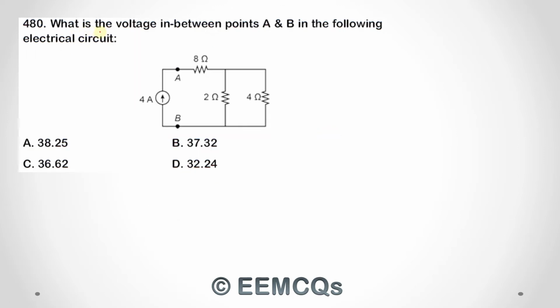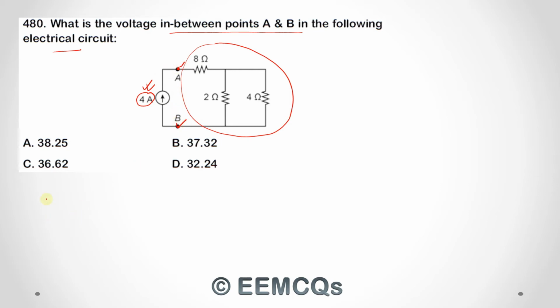Here the question is, what is the voltage between the points A and B in the following circuit? That is between this point and this point, what is the voltage? The source current is given to be 4 ampere. So what we have to do is calculate the equivalent resistance between these two points, A and B, and multiply the current flowing into the equivalent resistance of this network, which will give us the voltage appearing across the points A and B.